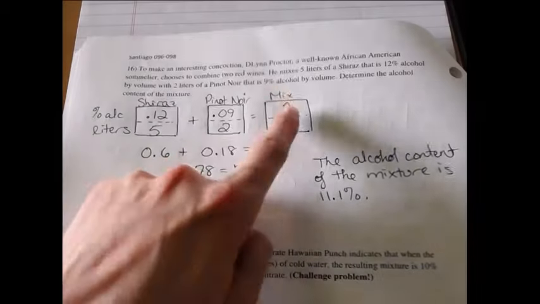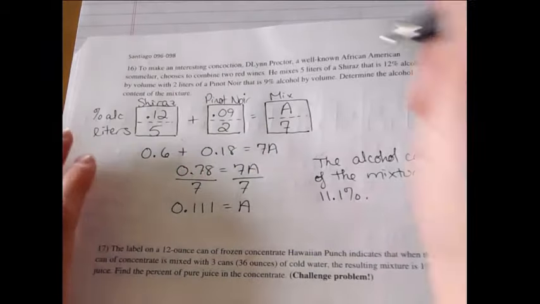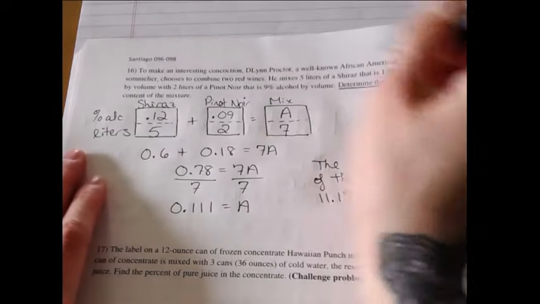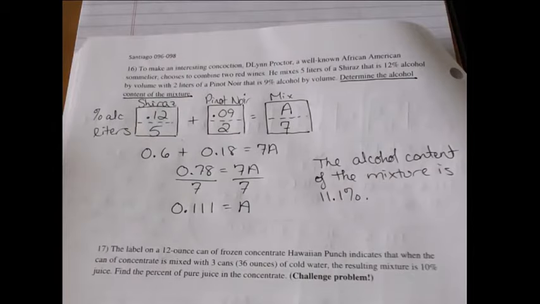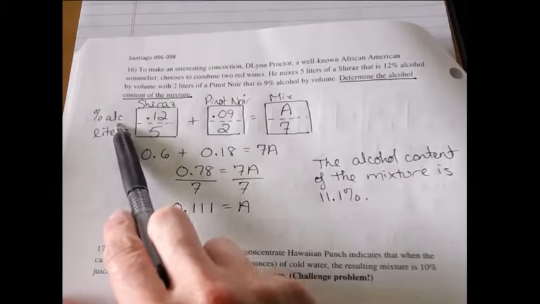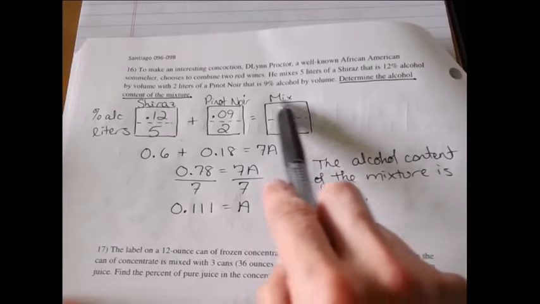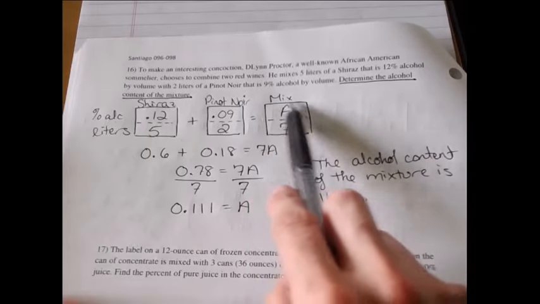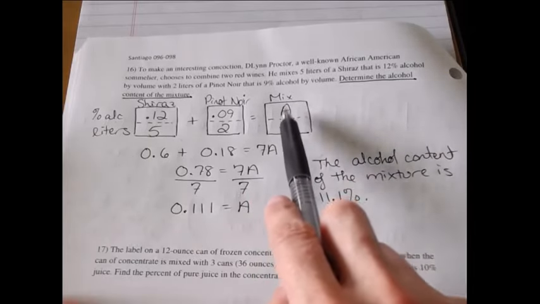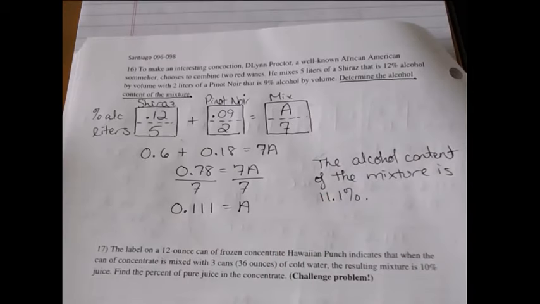The reason we placed A here in this slot is because look at the word problem. It says determine the alcohol content of the mixture. The alcohol content of the mixture is unknown. So wherever we have an unknown, we'll place a variable. So I put an A here to represent the alcohol content of the mixture, which is unknown. All right, I hope that's helpful.